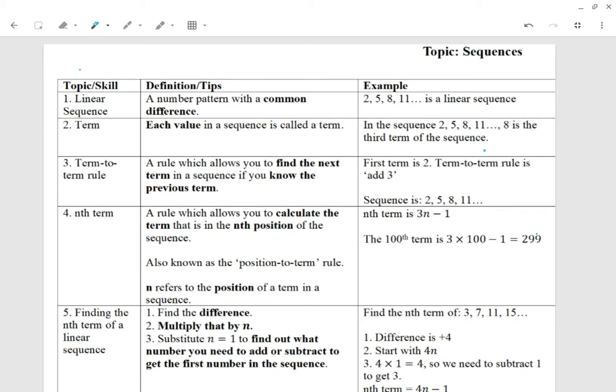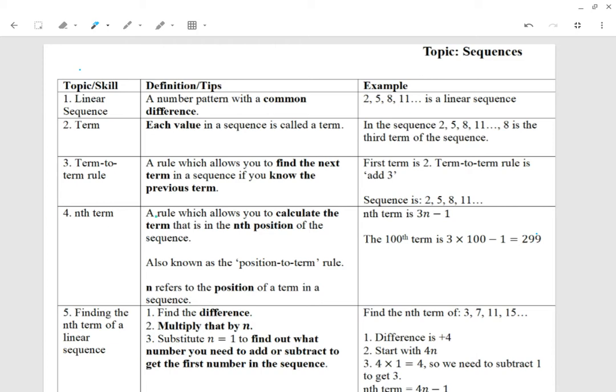Okay. Number two, a term. Now, each value in a sequence is called a term. So 5 is the second term, 8 is the third term, 11 is the fourth term, and so on. Number three, term to term rule. Now, you might be asked, what is the term to term rule of this sequence? Now, for this sequence, all you do, you add 3. So the term to term rule for this sequence is add 3.